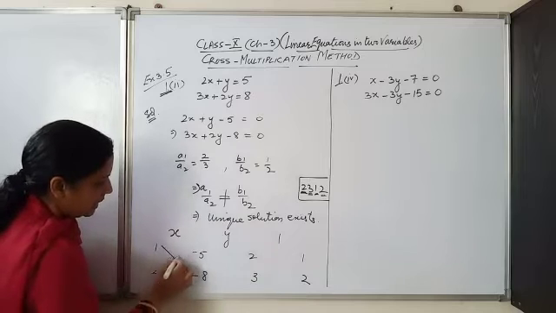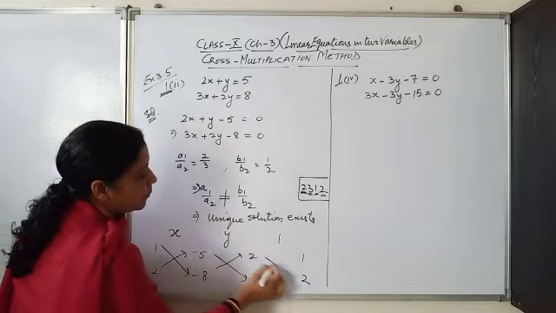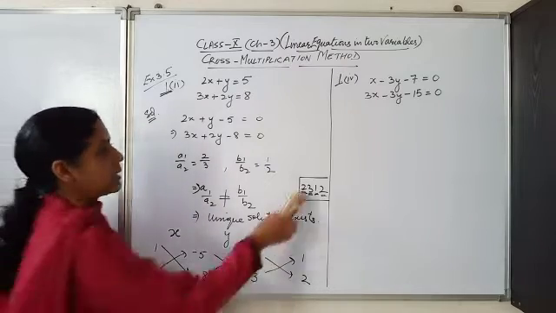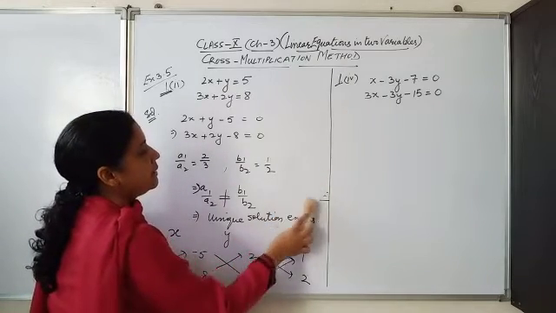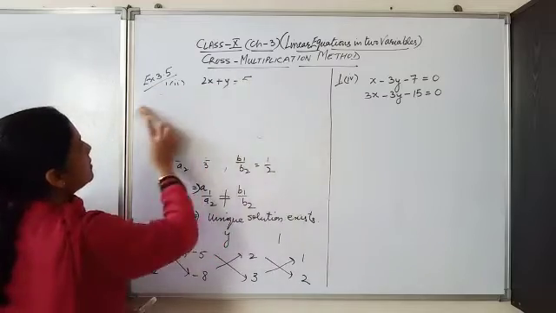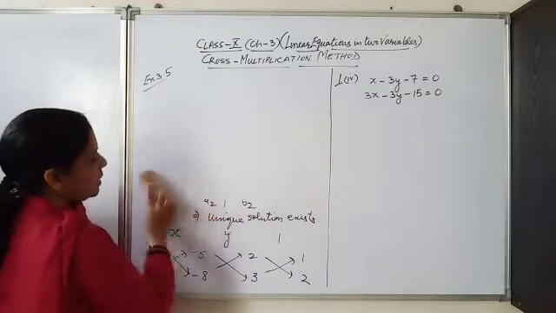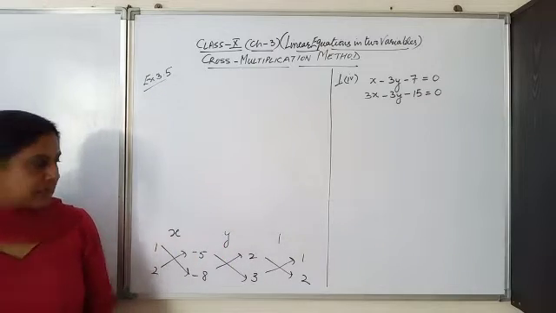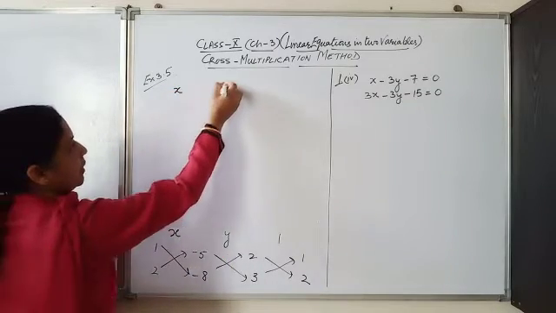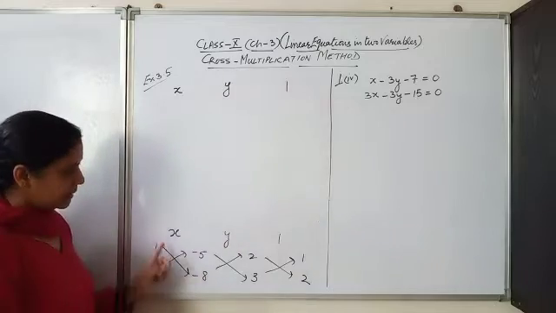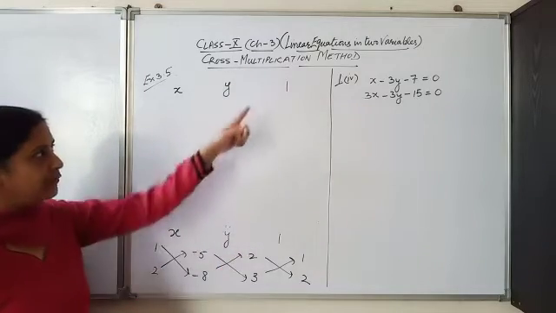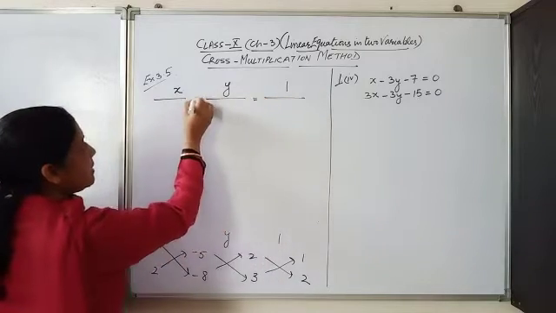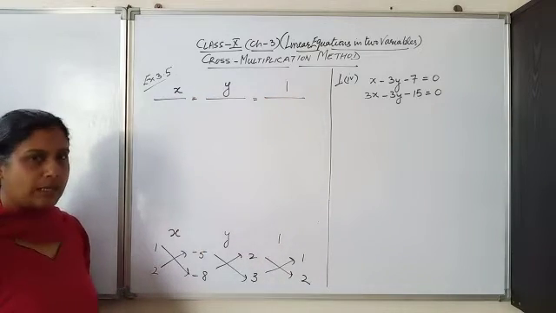Since the name is cross multiplication method, we will have to cross multiply also. Let's cross multiply. Then this solution becomes, I can write it as x, y, 1. The same variables I have written down. For the constant I have put 1. This time I will be putting some symbols in between, that is equality.